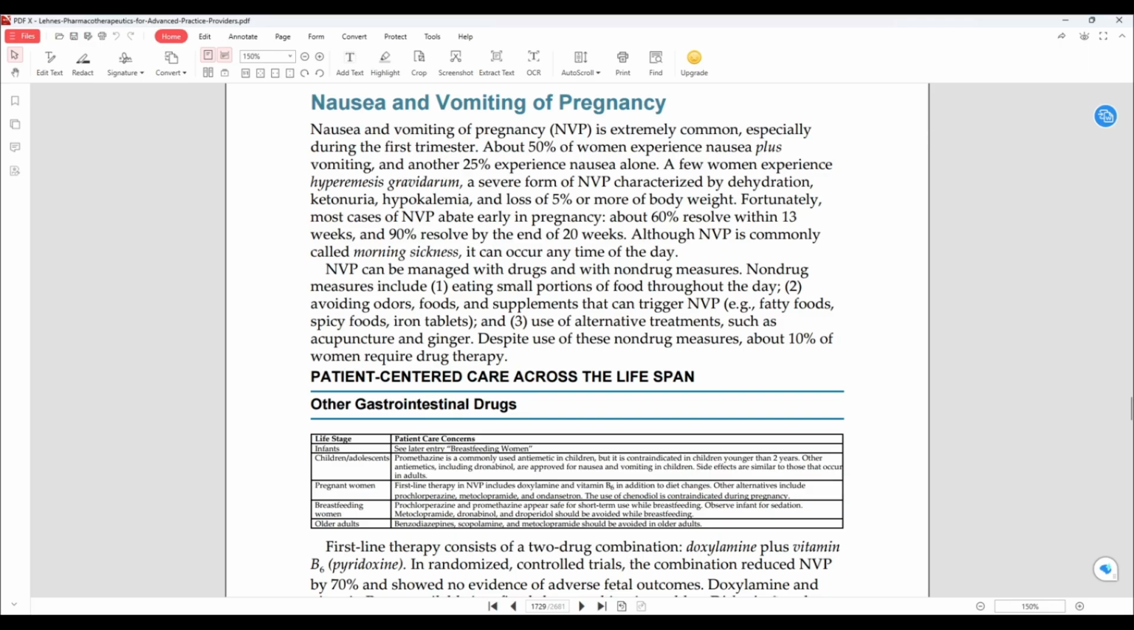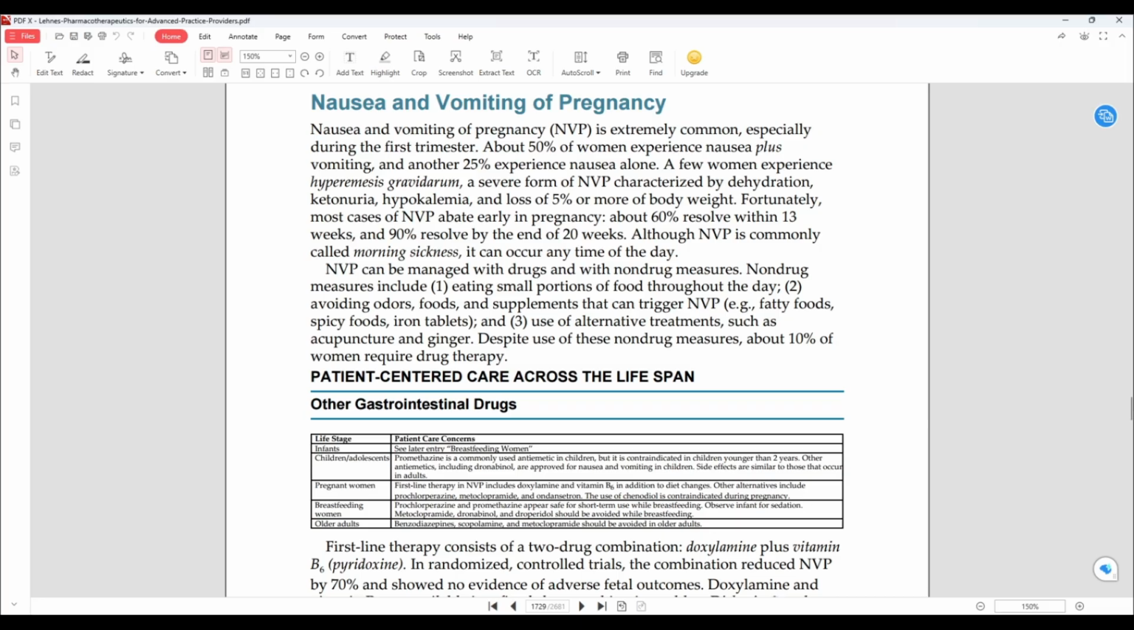Fortunately, most cases of NVP abate early in pregnancy. About 60% resolve within 13 weeks, and 90% resolve by the end of 20 weeks. Although NVP is commonly called morning sickness, it can occur any time of the day.